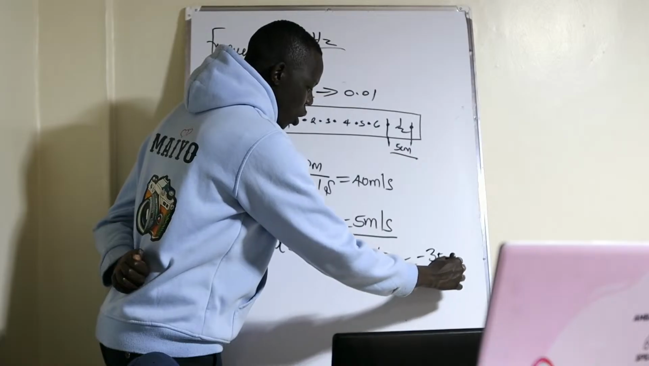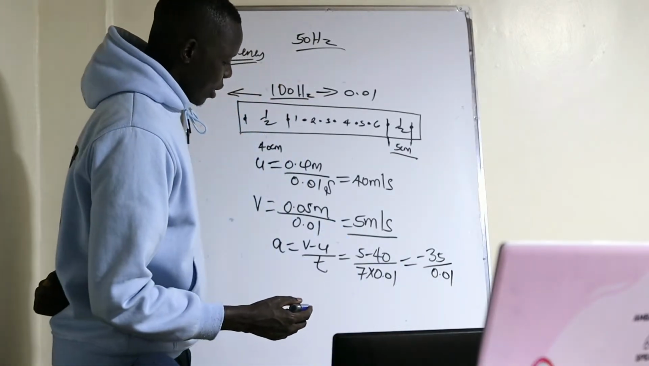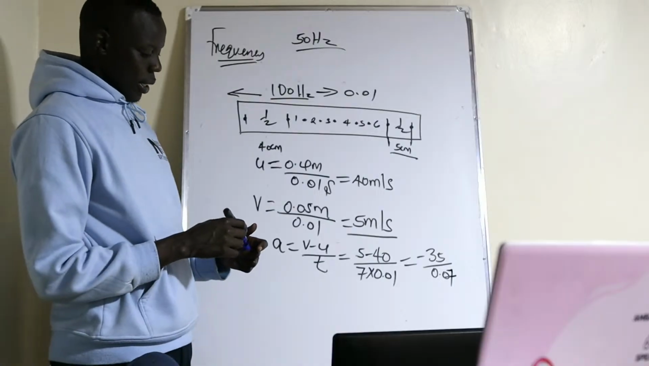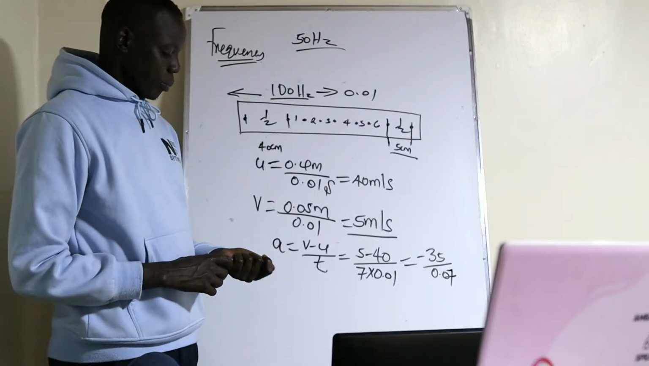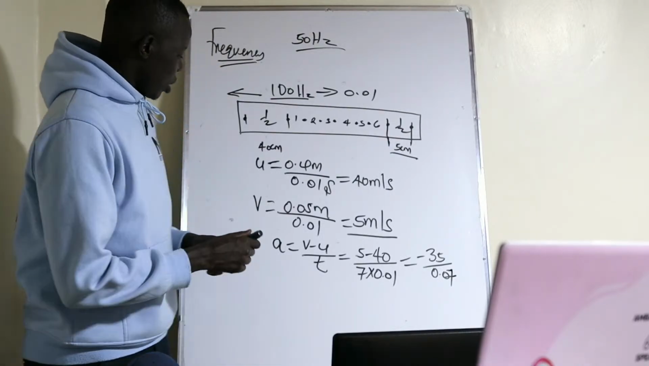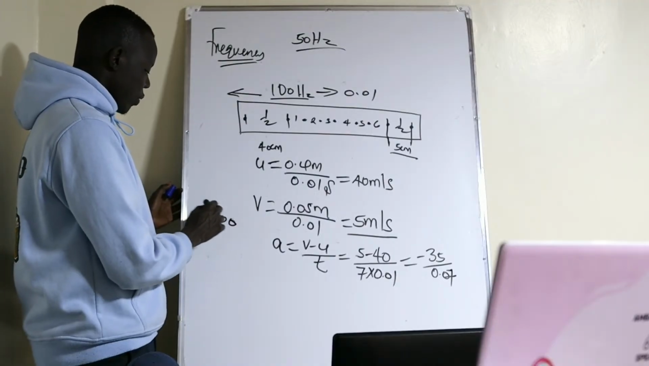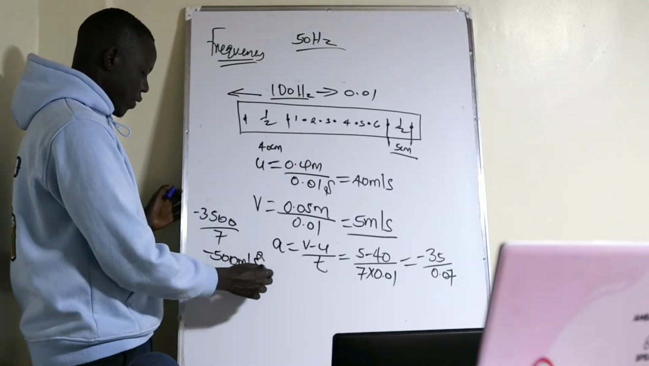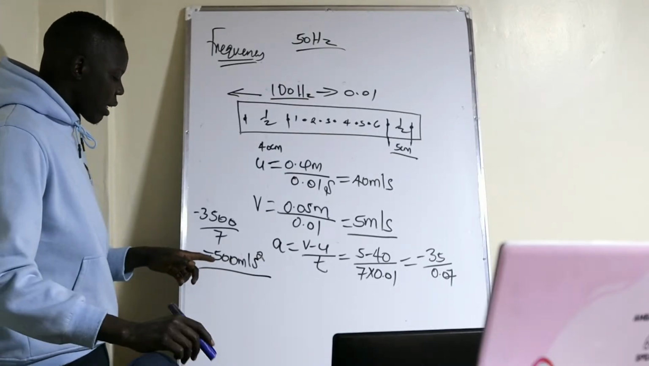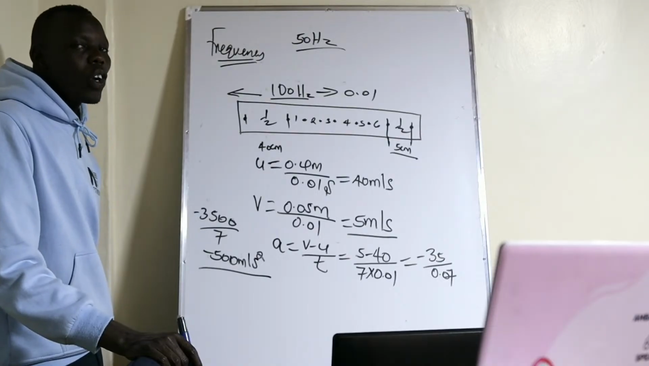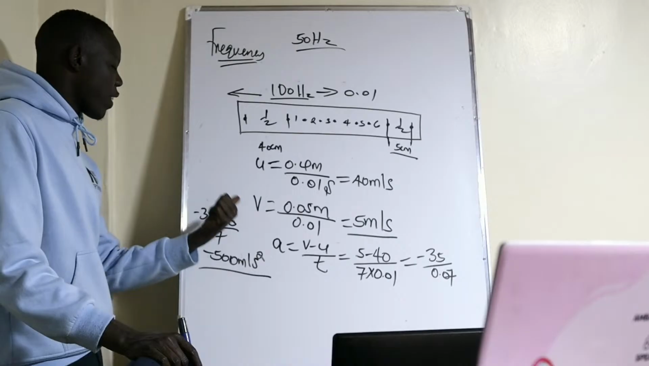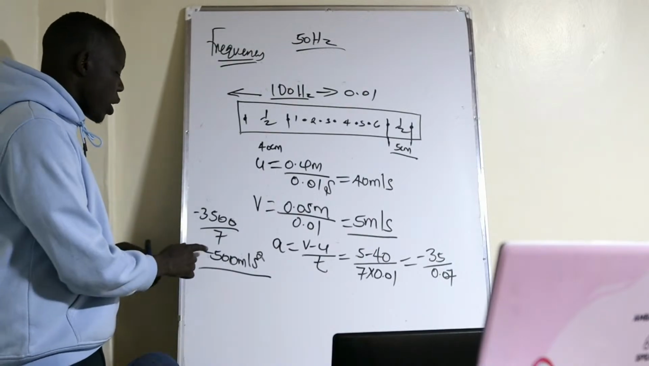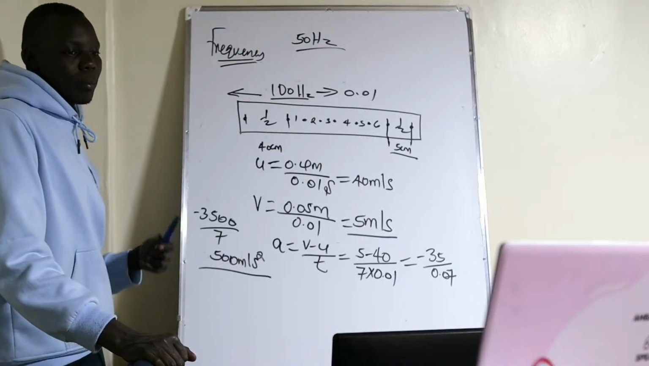Over 0.01. Then that one now will be 0.07, up on 0.07. That is like 500 divided by 7, negative 500 divided by 7. It occupies 500 meters per second square and negative. So the acceleration is negative 500 meters per second square. The deceleration, if I use the word deceleration, then I will remove the negative. The deceleration is 500 meters per second square.